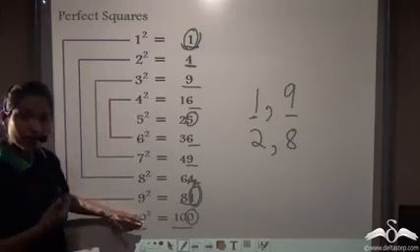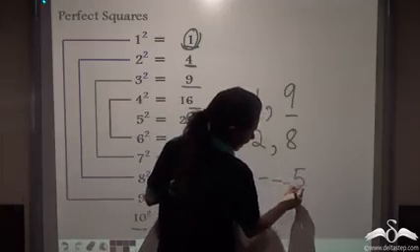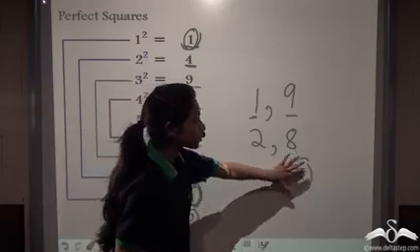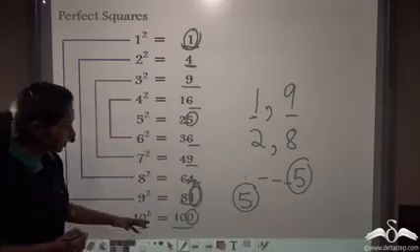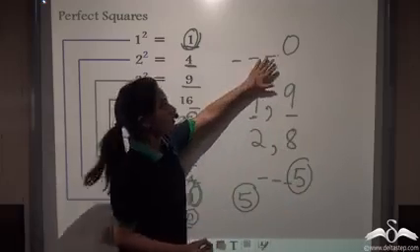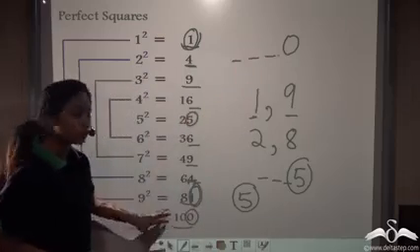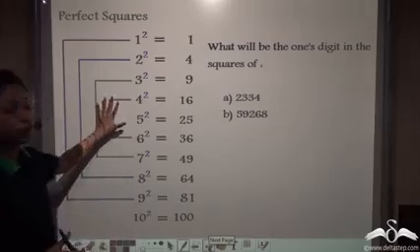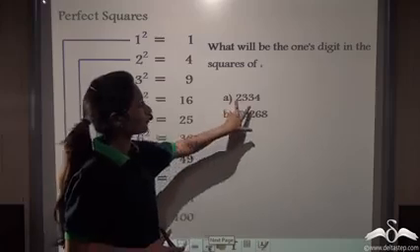So 5 and 0, it is very simple: if a square number ends with 5, and you know it is a perfect square, then the square root of this will also end in 5. Similarly, if a number ends with 0 and it is a perfect square, then the square root of this will have 0 in its unit digit. So now, just looking at the pattern, can you tell me what will be the ones digit in the squares of these numbers?